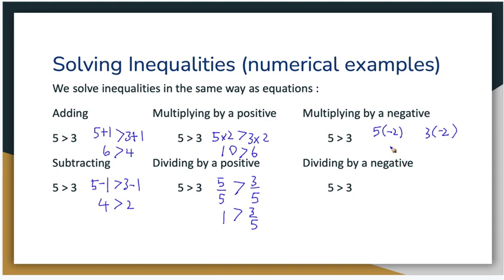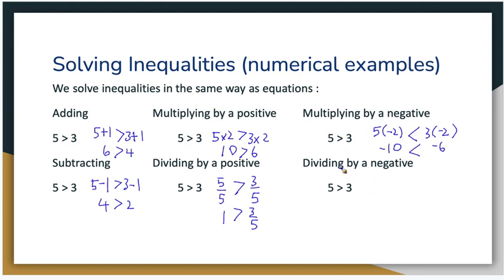Now here we notice that when we multiply, we have a negative 10, and we know that negative 10 is more to the left. So now negative 10 is actually smaller than negative 6. Notice that when we multiply by a negative number, the inequality sign is reversed.